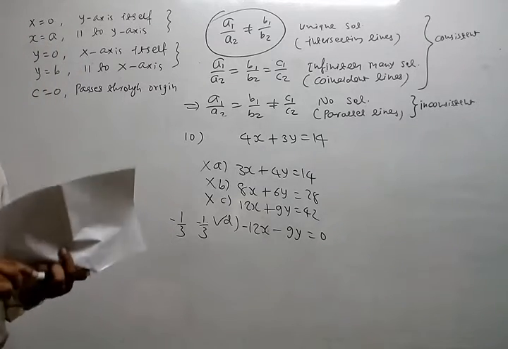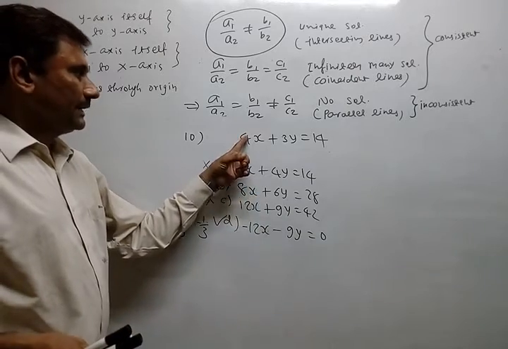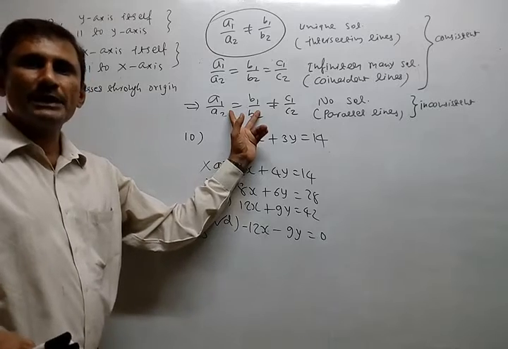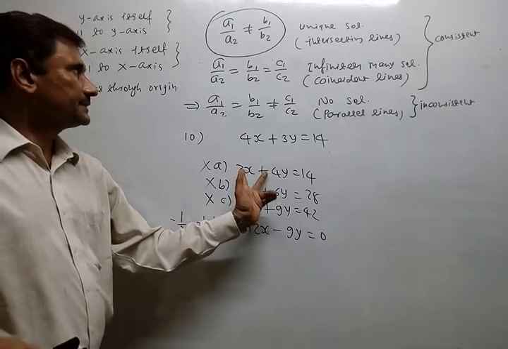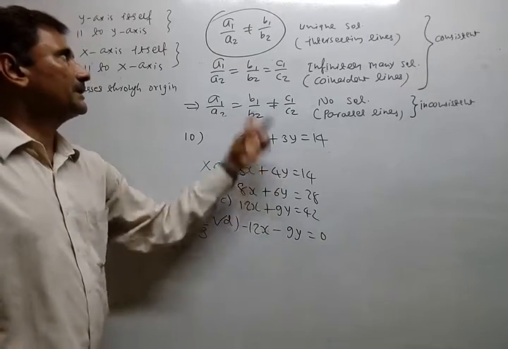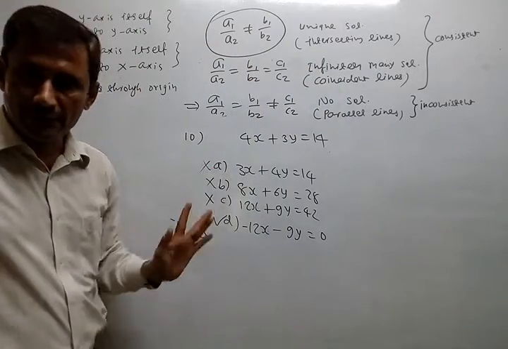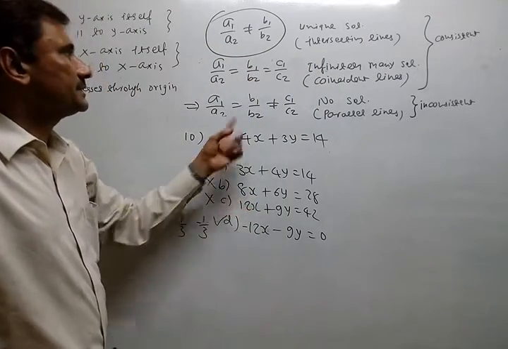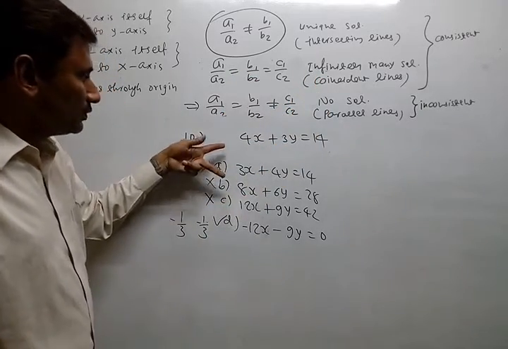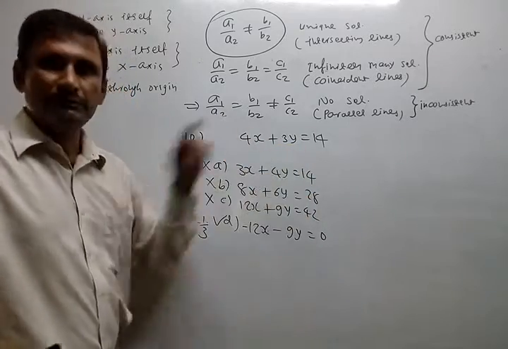Again, I tell you, check option one by one. Find out A1, A2, B1, B2, C1, C2. According to our condition, look at that. This one gives us the unique condition. Why? Because 4 by 3, 3 by 4, the first two are not equal. So a unique solution means intersecting lines. We don't require that. The second and third give us infinitely many solutions, meaning coincident lines. Why? Because 4 by 8, 3 by 6, 14 by 28, so 1 by 2, 1 by 2, 1 by 2.